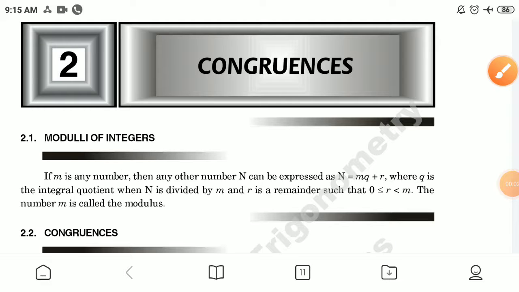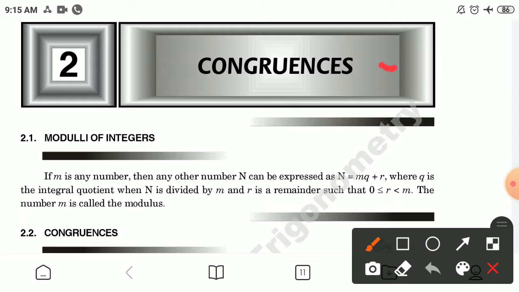Dear students, today we will start number theory and trigonometry, the first unit, chapter number 2, congruences. The first definition is of modulus of integers.